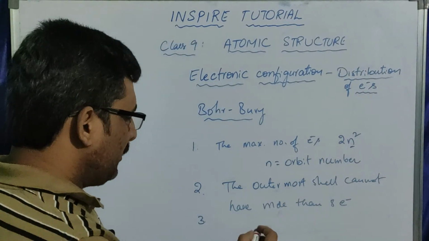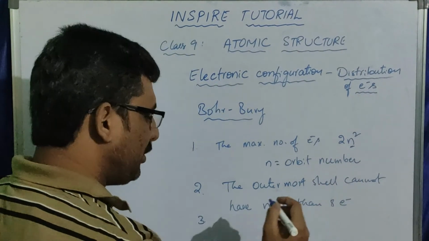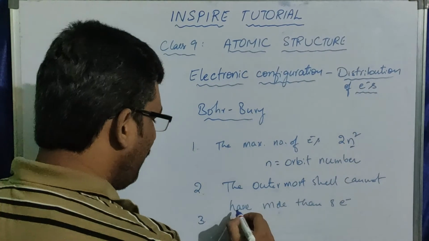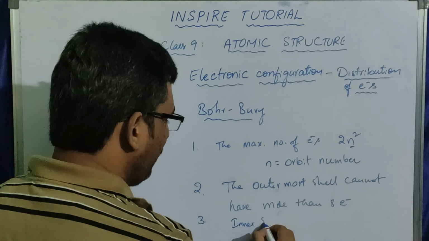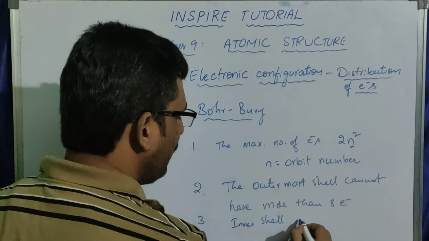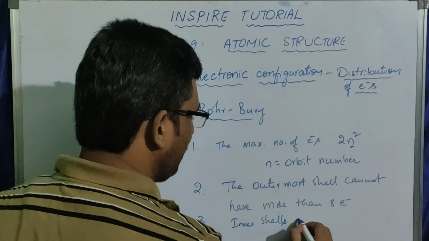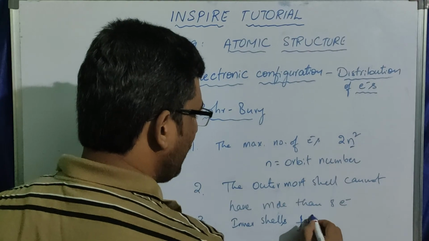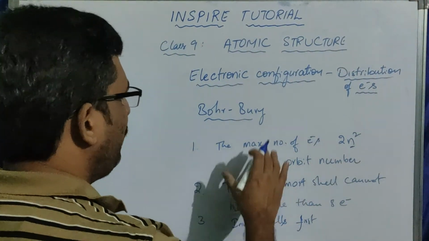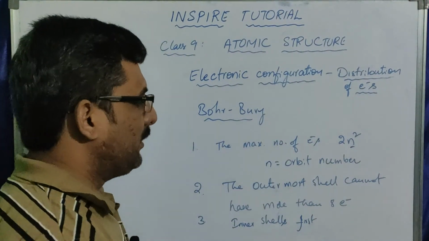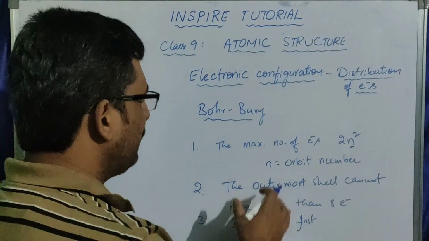And the third rule is that a particular shell is not filled until the inner shells are filled. So first you have to fill the inner shells. Inner shells should be filled with electrons first. To distribute the electrons into the shells, you have to follow these rules.